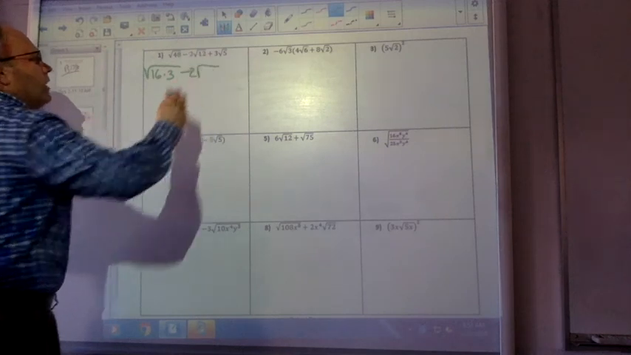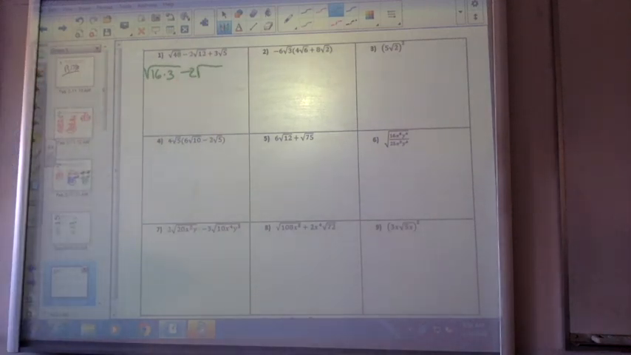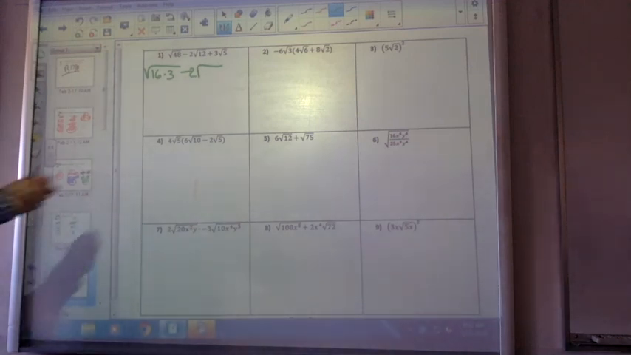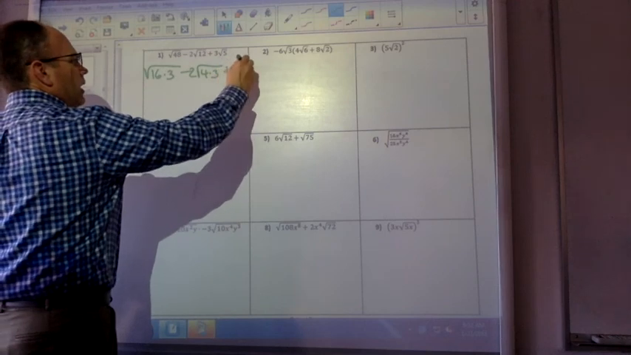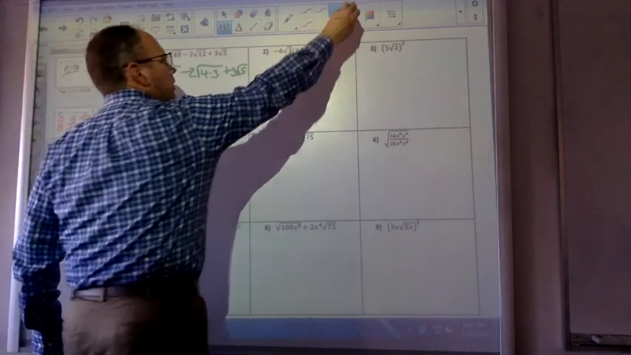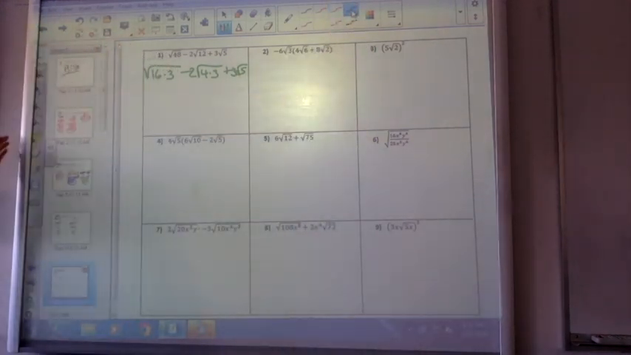And then 12 breaks down to what times what? 6 times 2, but I don't have a perfect square with 6 and 2. 4 times 3. And then 3 root 5 doesn't break down, just stays as is. Do you feel comfortable with that?